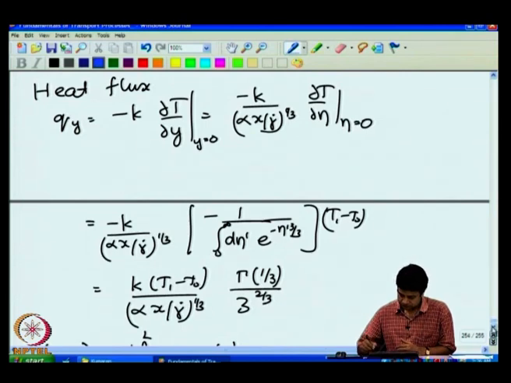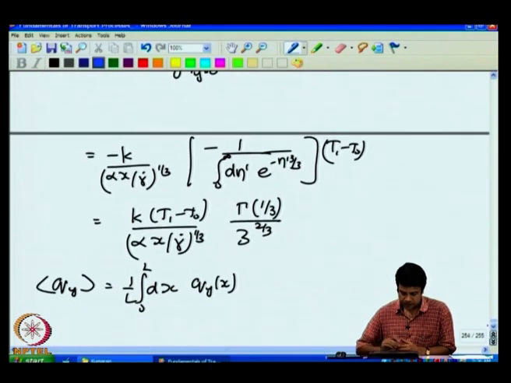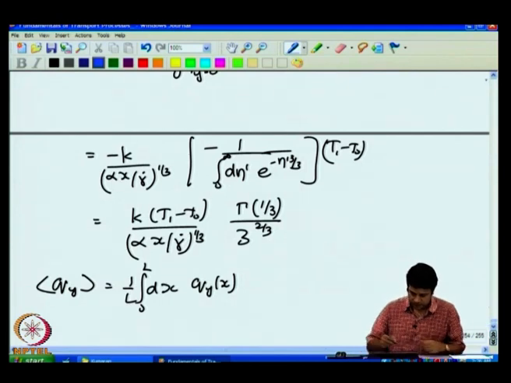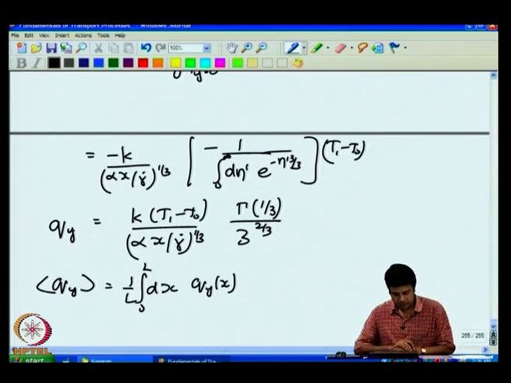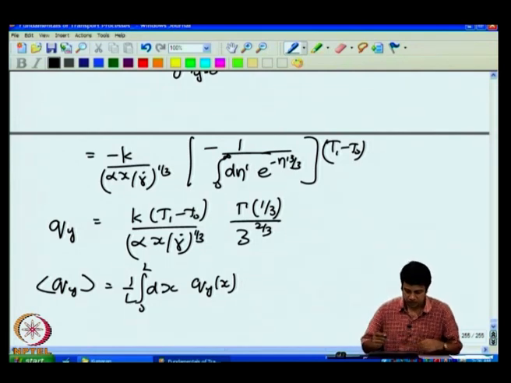Once I do that, I get an expression for the heat flux at the surface, which goes as x to the power minus 1/3. So, the heat flux at the surface decreases as you go downstream. That is because the boundary layer thickness is increasing. The flux goes as the temperature difference divided by a length scale. In this particular case, that length scale is the boundary layer thickness. As the boundary layer thickness increases, the heat flux decreases.